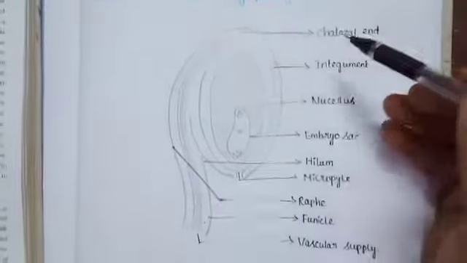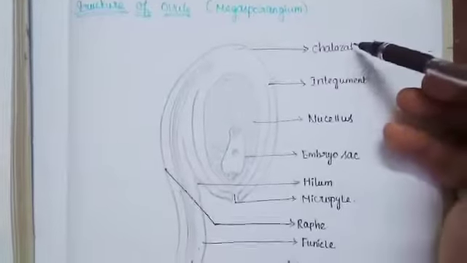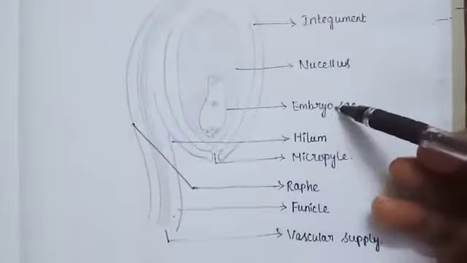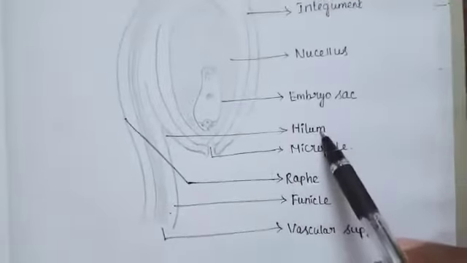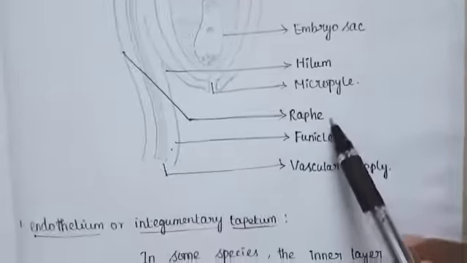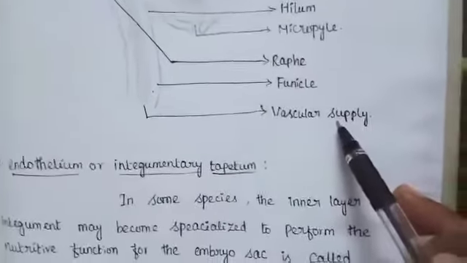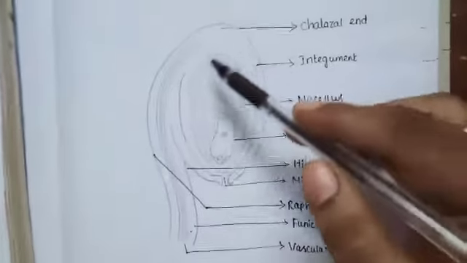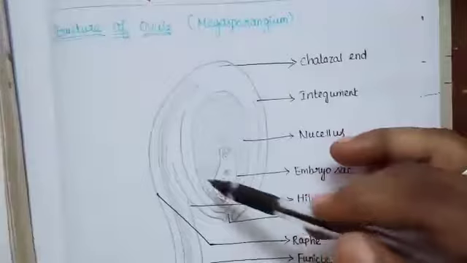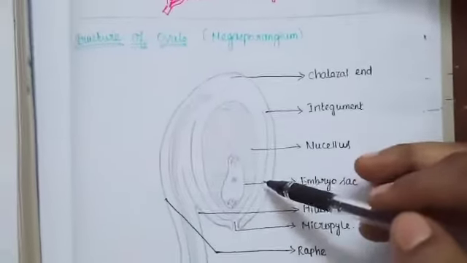This megasporangium has the following parts: chalaza, integument, nucellus, embryo sac present inside the nucellus, hilum, micropyle, raphe, funicle and vascular supply. Now you are going to see the explanation of the structure of the ovule. So the ovule is also called a megasporangium and it is protected by one or two coverings called integument.